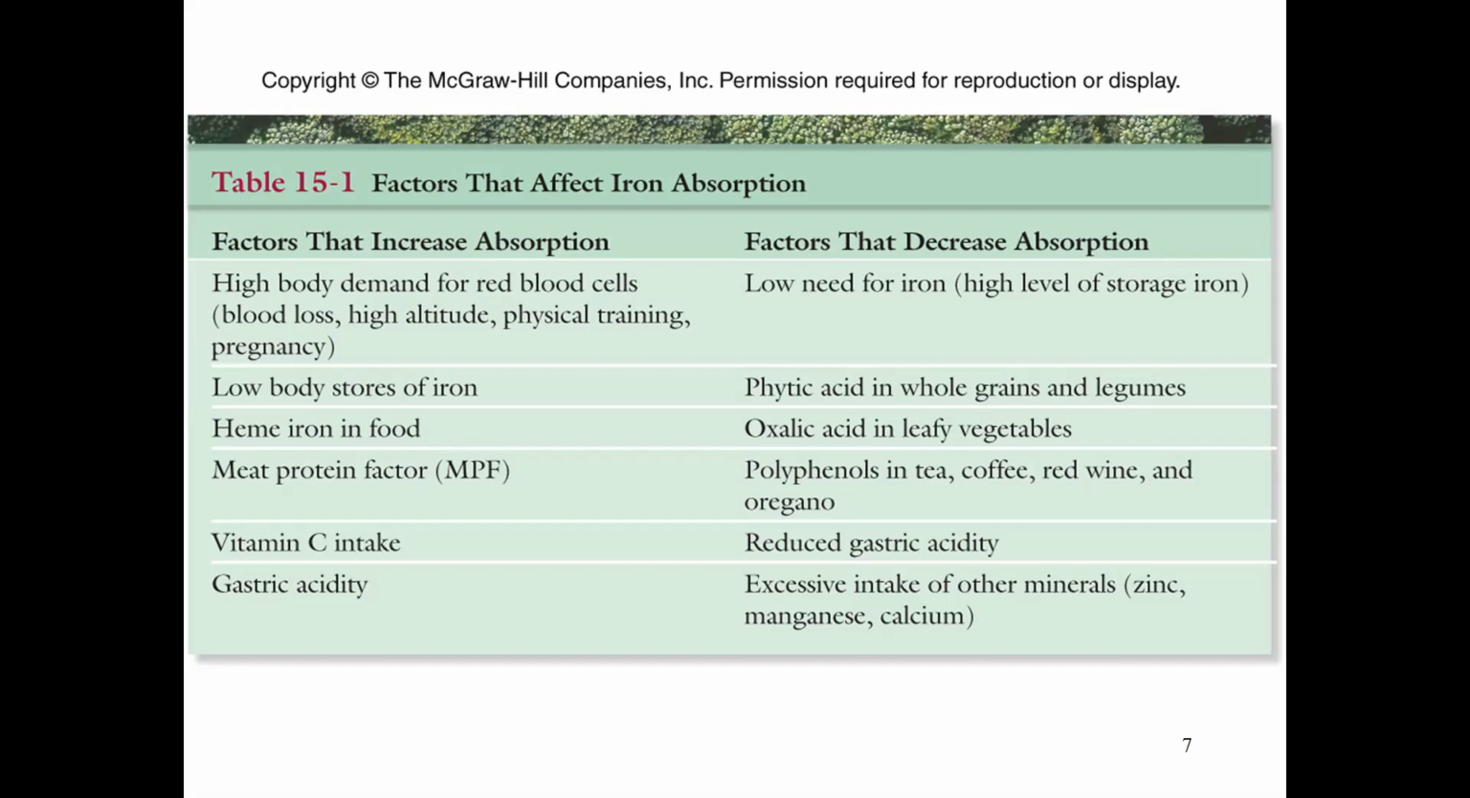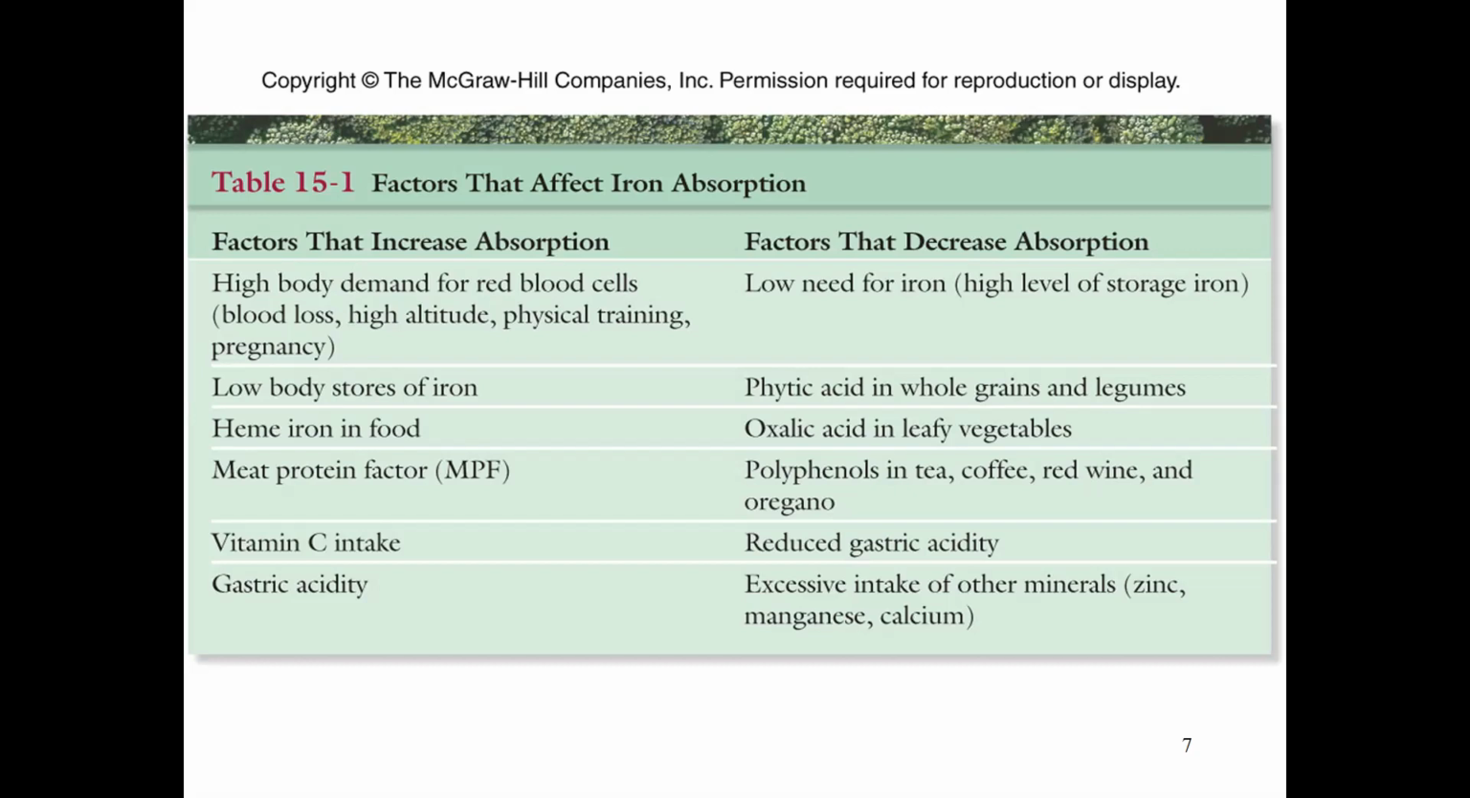You absorb iron better from heme iron or animal iron. If you have iron with meat, even if it's in the non-heme form, but you consume it with meat, the meat protein factor basically means that you will absorb that iron better because the meat is there.